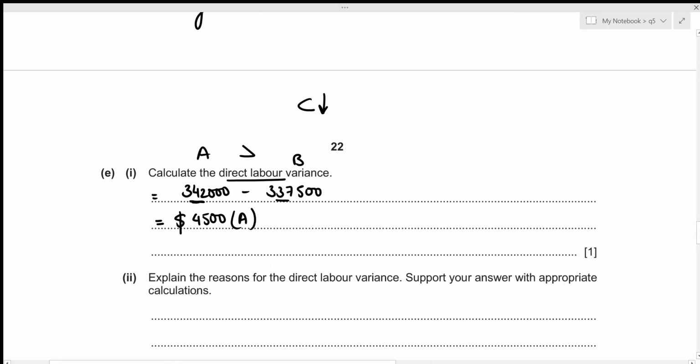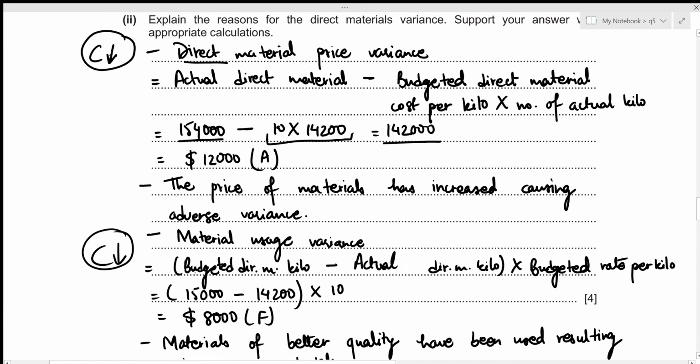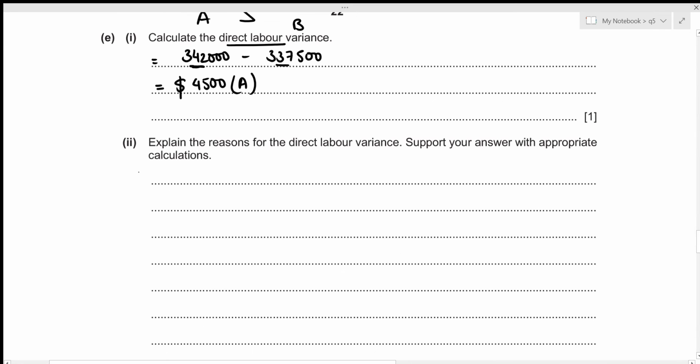Now for the second part, we need to explain the reasons for the direct labor variance. We again need to support our answer with appropriate calculations. So like we did above, we figured out the direct material price variance and the uses variance, right? So for direct labor, we will also be figuring out the labor rate variance. Let's figure that out first. So labor rate variance. Like we did before, this is just going to be the difference between the actual labor cost minus the budgeted labor cost, but this budgeted labor cost will now be based on actual number of labor hours.